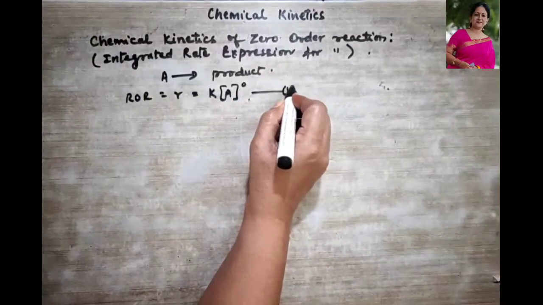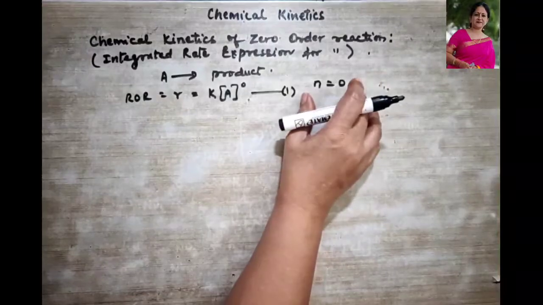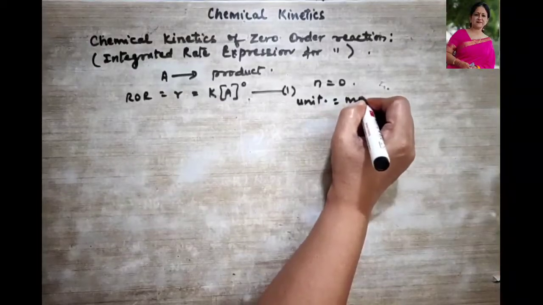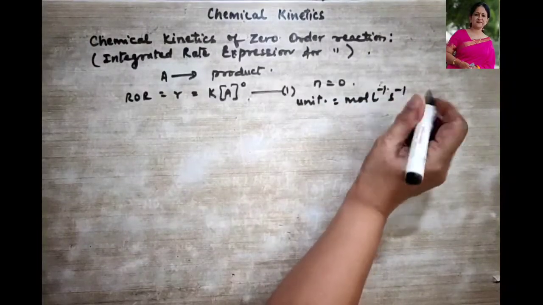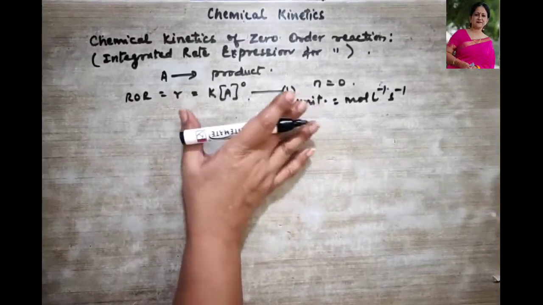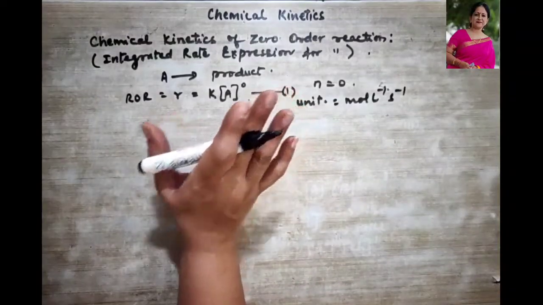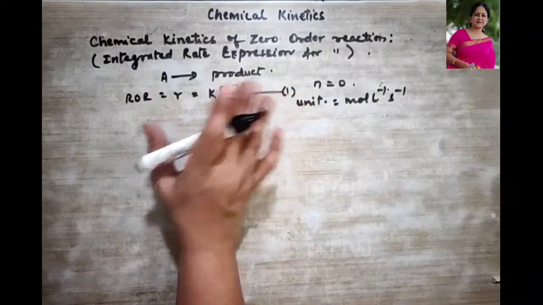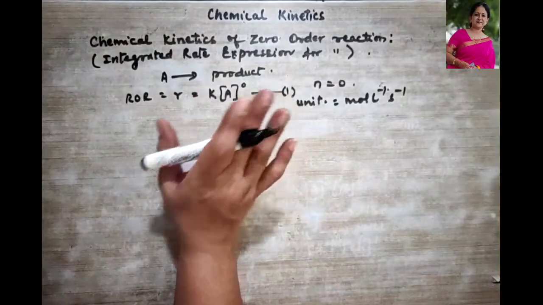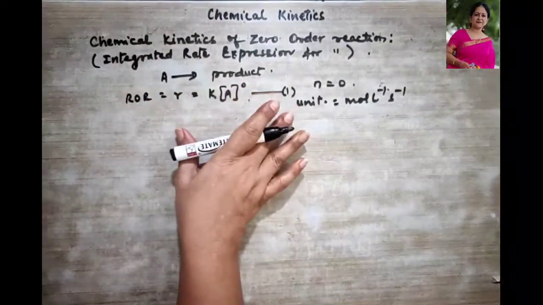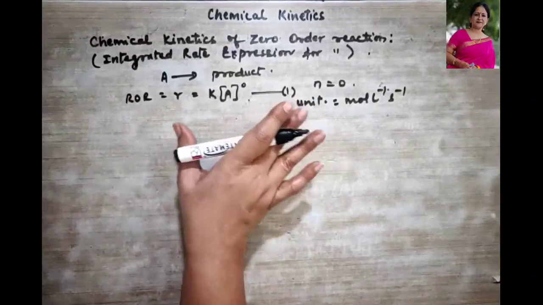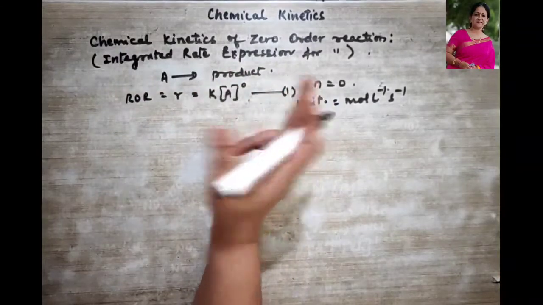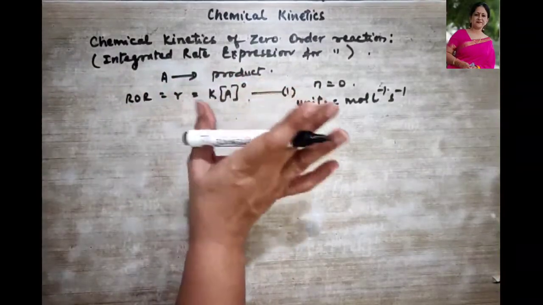Clear? Over here, what did we say? n is equal to 0. So what will be the unit over here? It will be moles per liter per second. In the zero order reaction, we need to remember that these are a special kind of reactions where the rate of reaction does not depend upon the concentration of the reactant. The concentration of the reactant decreases with the increase in time, but it will not affect the rate of reaction.